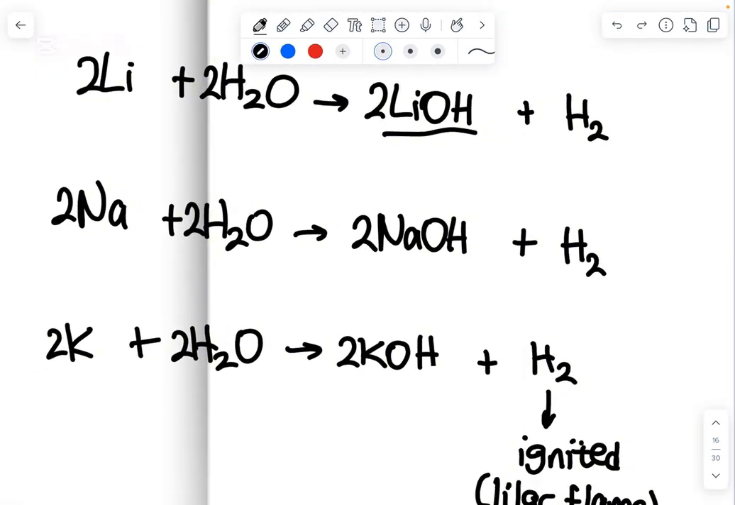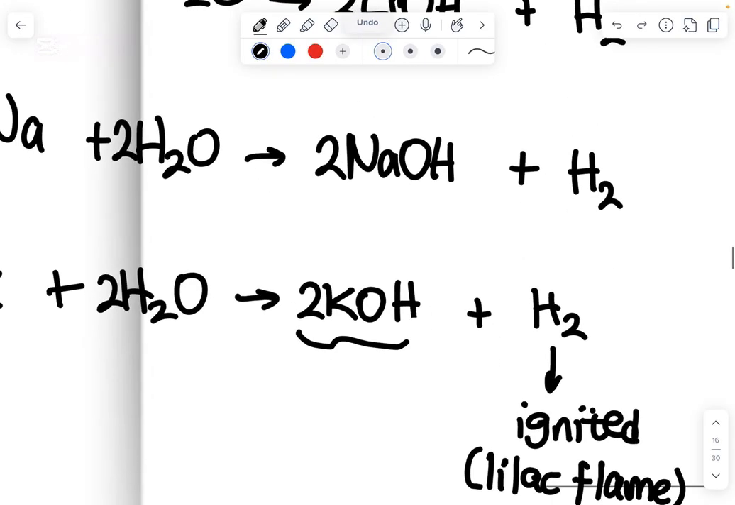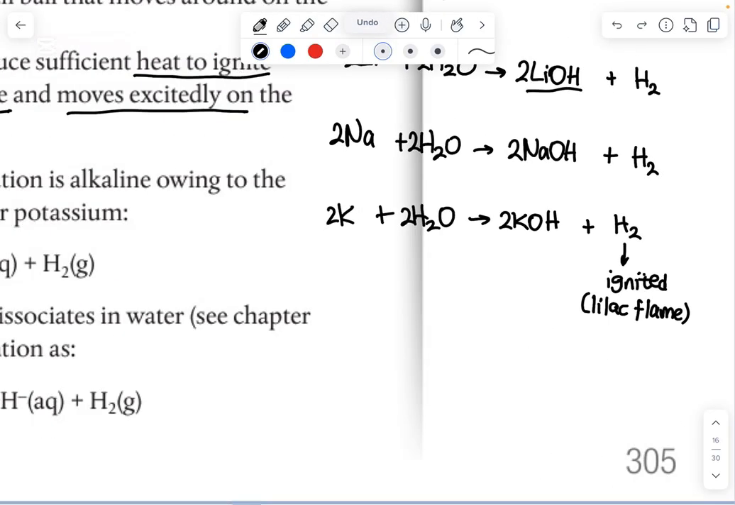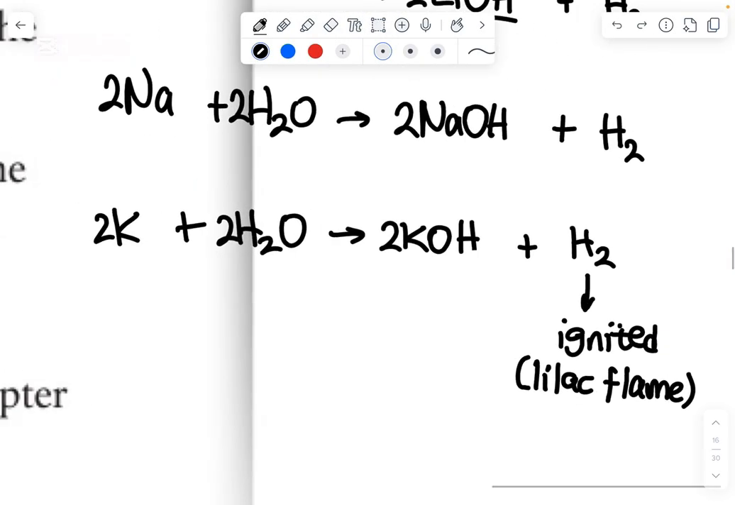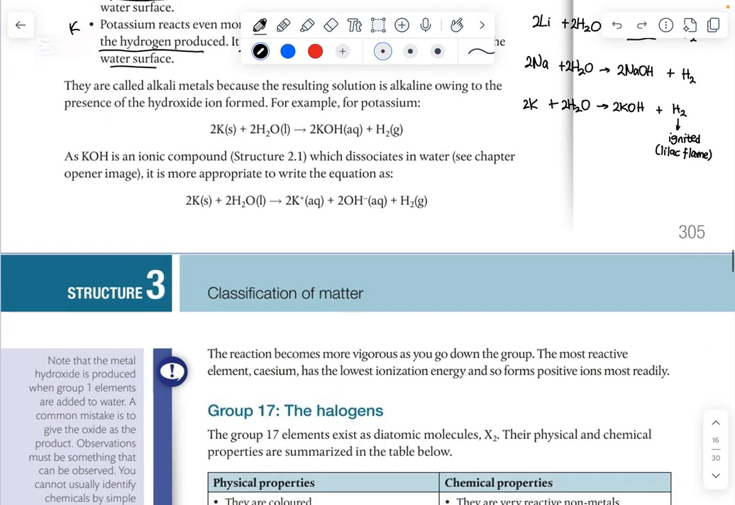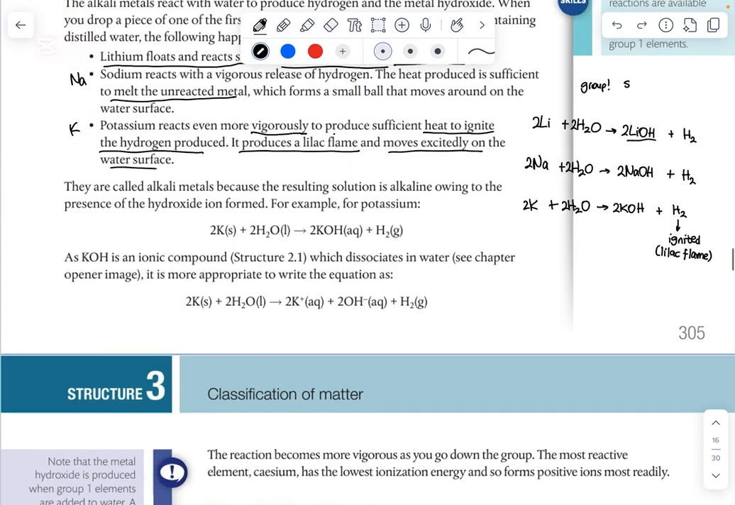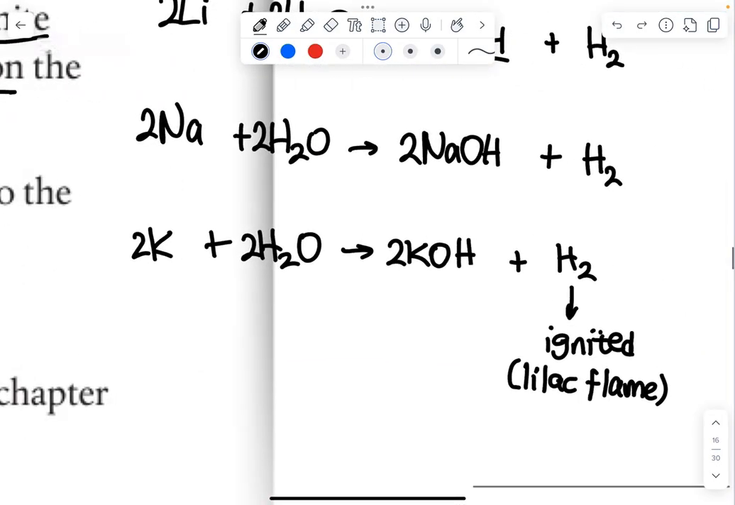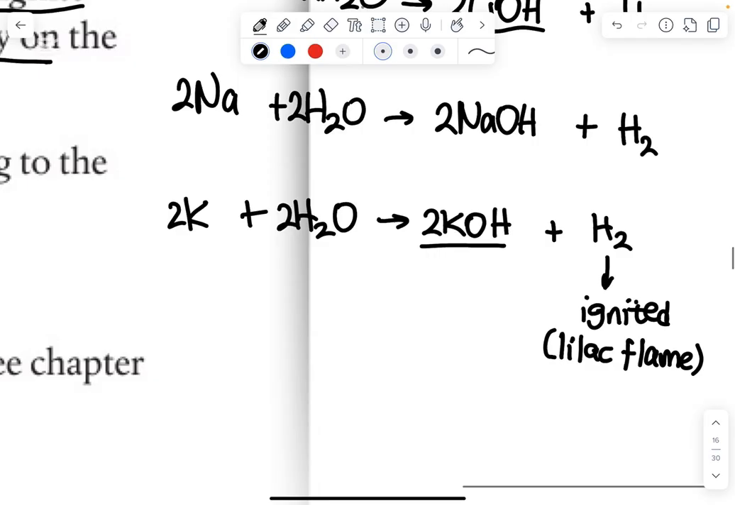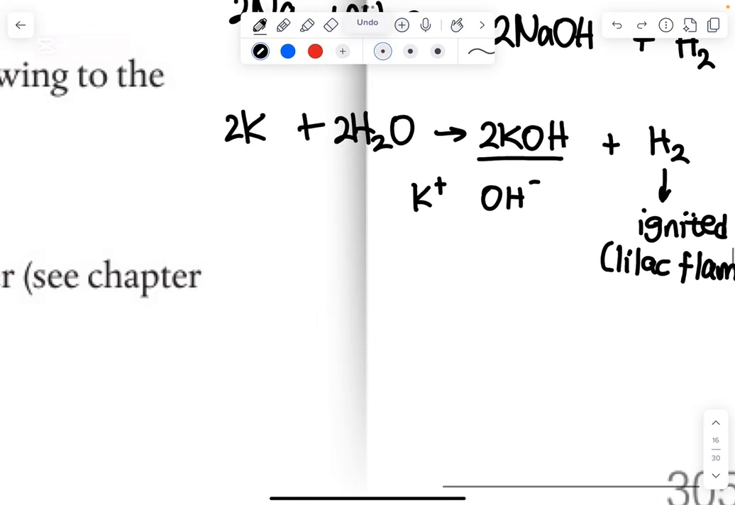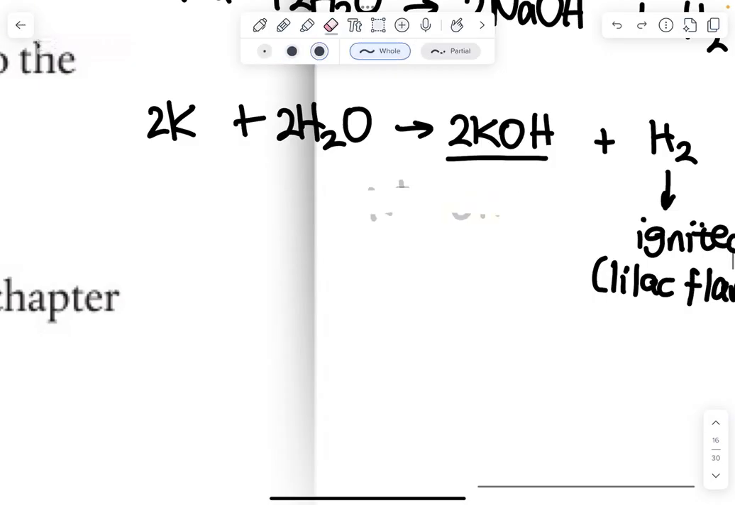Also, it's important to note that the alkali metals produce bases when reacted with water because of their OH groups when they react with water and their products. These guys, the metallic oxides, can dissociate in water and produce OH groups, negatively charged OH groups.